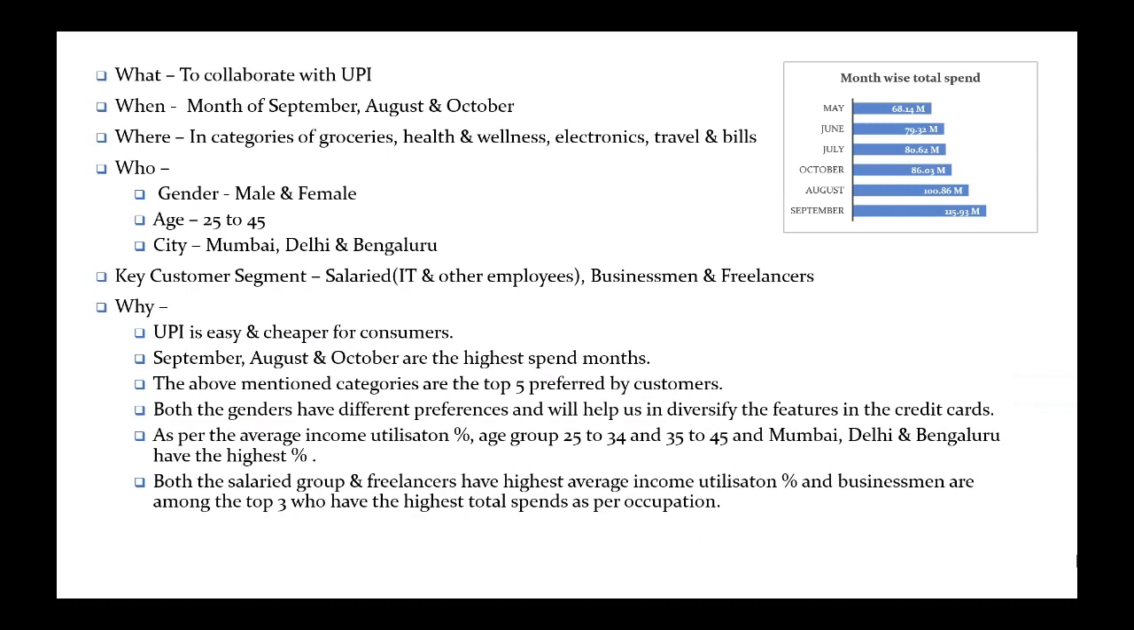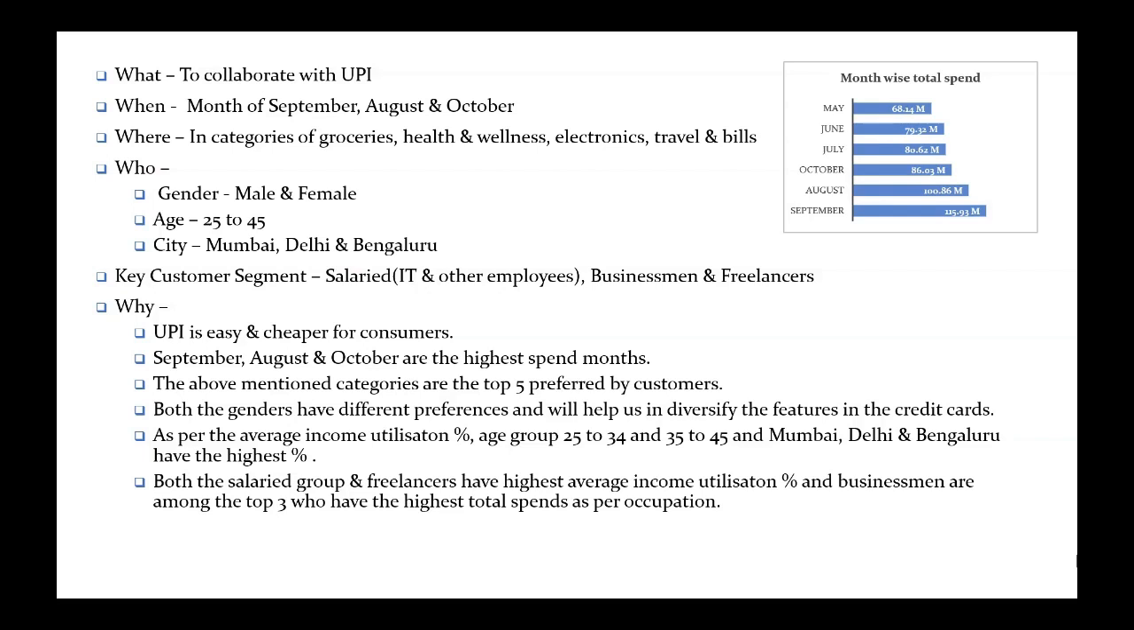Then comes the top months in which the total spend is highest: September, August, and October. So we need to build some schemes or other things in these months especially, so that the spend increases and we can utilize these months more appropriately. Then, in which categories: groceries, health and wellness, electronics, travel, and bills, because these are the top 5 preferred categories by the customers itself.